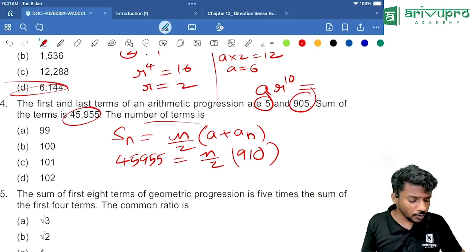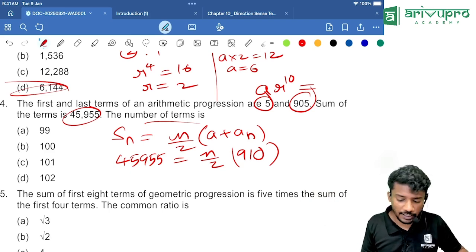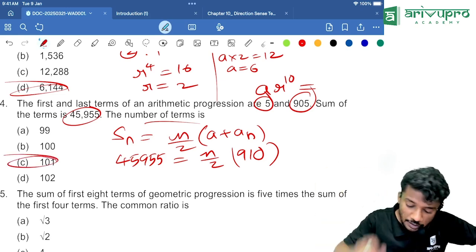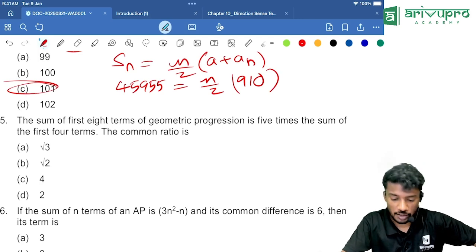101 divided by 2; division is equal to multiplying it with 45955. How much is it? 101. Yes, 101 is the answer. Try again. Yes. Now the next question.